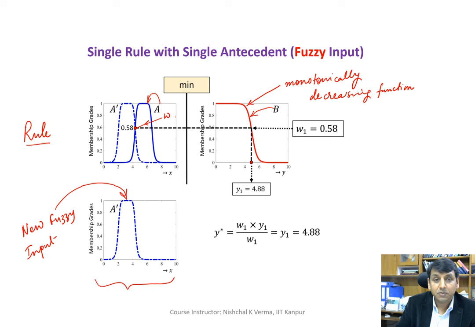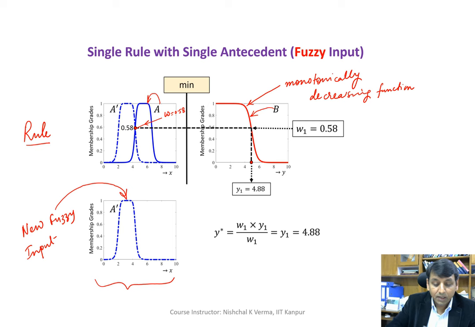Since here you have only one rule, I'm not writing W1 or W2 like that, but I can simply write W. So W represents the point of intersection, and since we have only one antecedent here, we are not going to use any compositional rule here like min or product. So this W is the strength of this rule. W is here basically 0.58. This W is equal to 0.58. When we have this W available, this is also known as the firing strength of the rule.